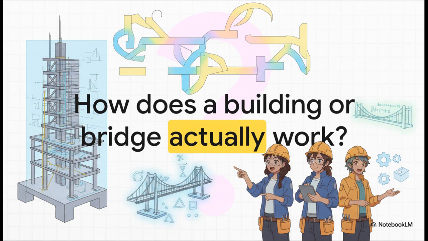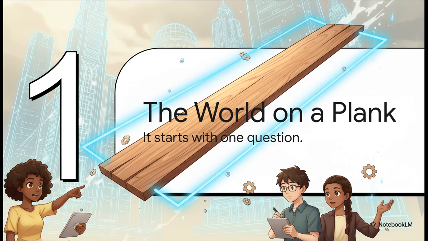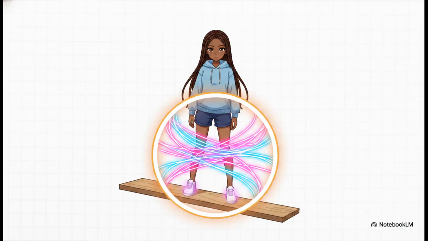It's a huge question, but the answer is so elegant, and it all starts with something incredibly simple. Yup, we're going to build this entire idea on just one single, ordinary wooden plank. Seriously, this one simple object holds all the secrets we need to unlock the principles that let us build massive, world-changing structures. Go ahead and picture it.